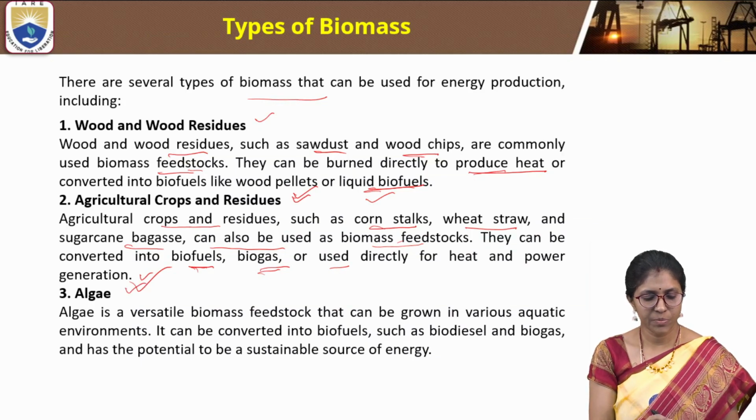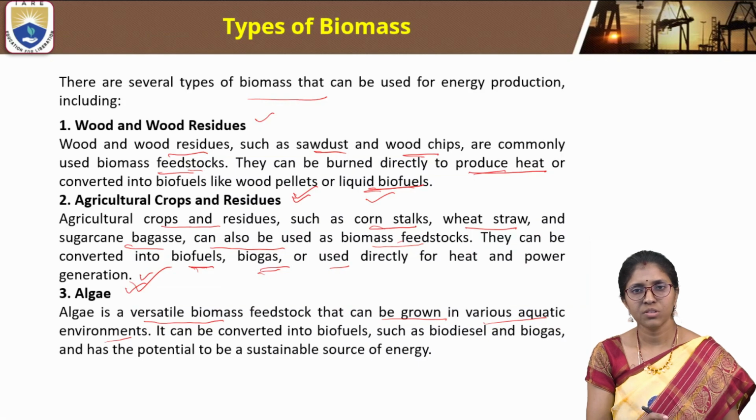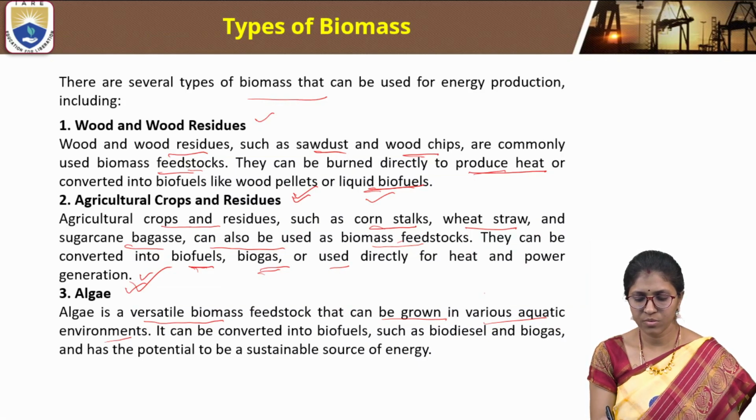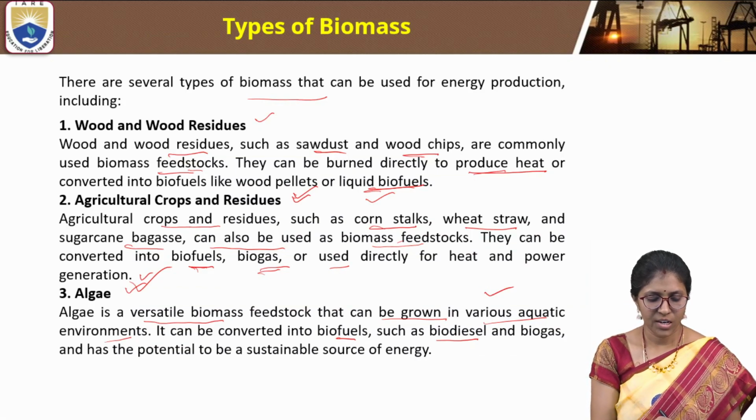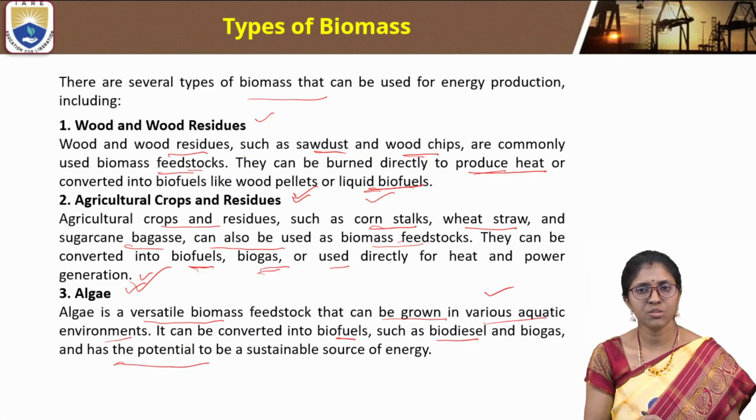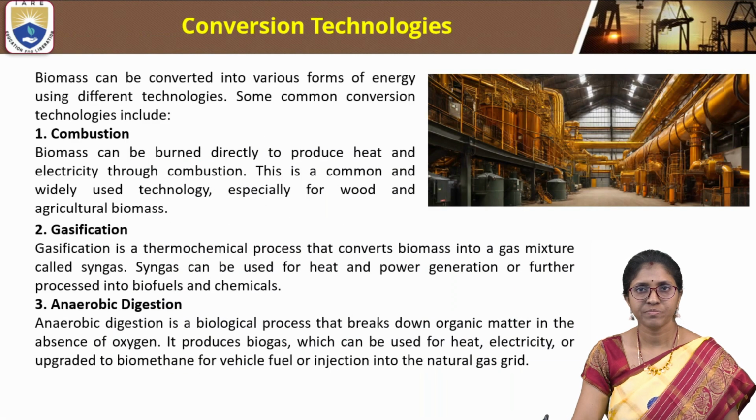Third one is algae. Algae is a versatile biomass feedstock that can be grown in various aquatic environments. It can be converted into biofuels such as biodiesel and biogas, and also has the potential to be a sustainable source of energy. So by using algae, we can produce biodiesel and biogas. These are the types of biomass energy.